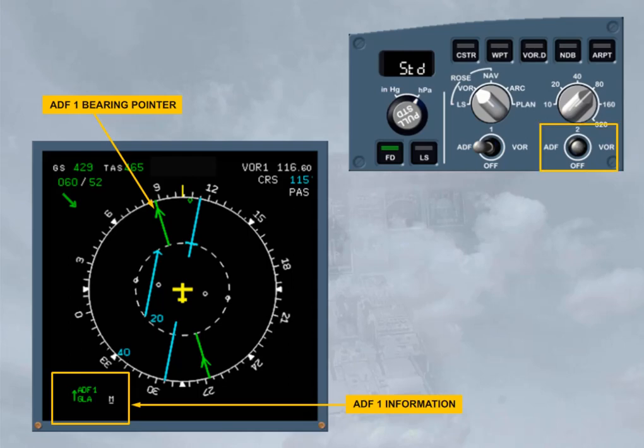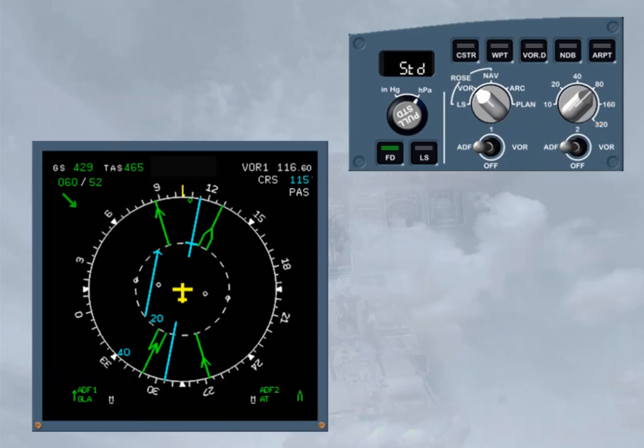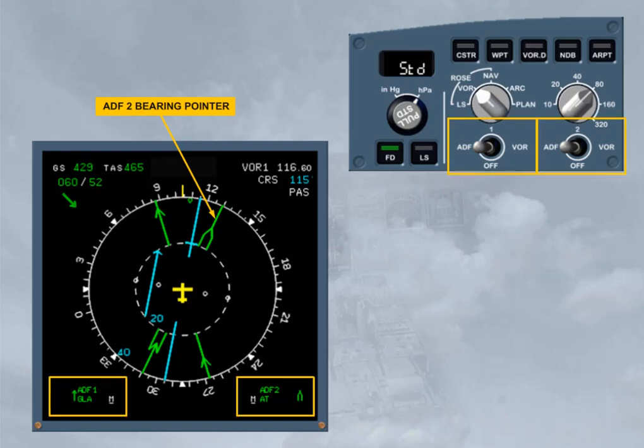We will now display the ADF2 bearing pointer by selecting ADF VOR selector 2 to ADF. The ADF2 bearing pointer is now displayed, represented by a double lined arrow. At the bottom of the display, there is information on the selected nav aids. Notice that in common with most things on the aircraft, it is number 1 on the left and number 2 on the right.